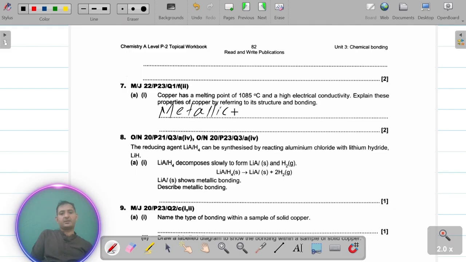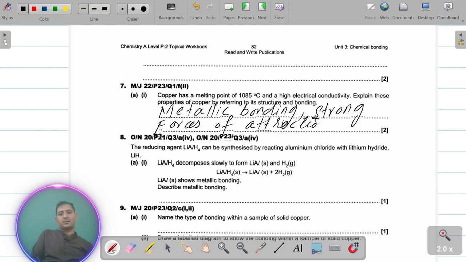Metallic bonding, and strong forces of attraction. There are strong forces of attraction between the cation and the freely moving electrons.